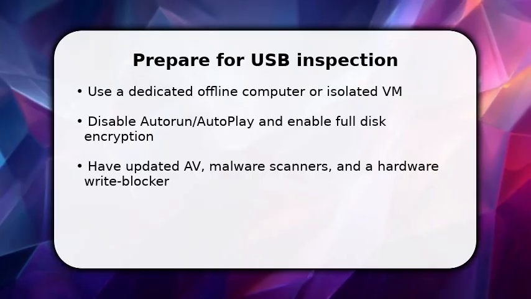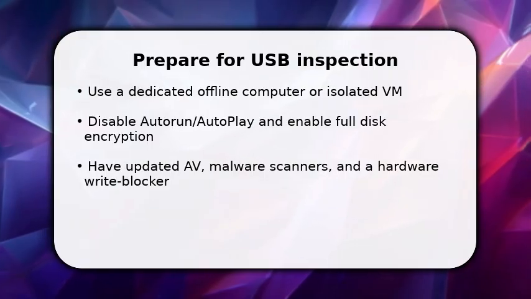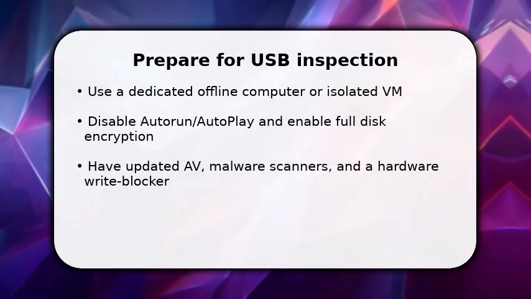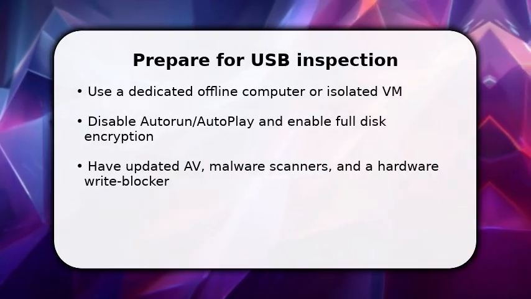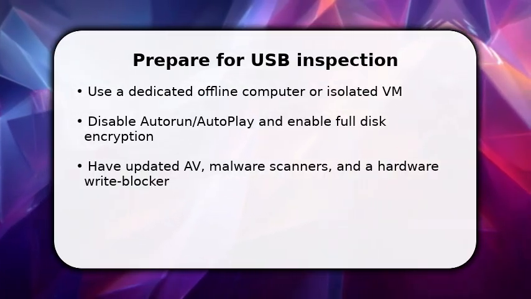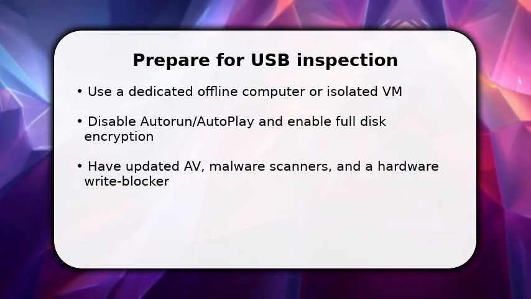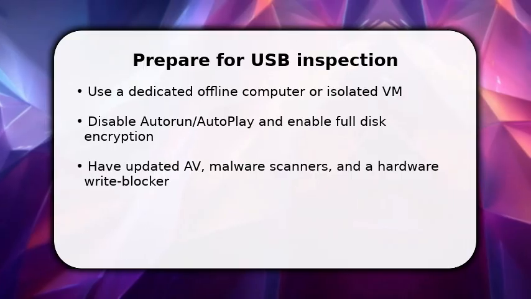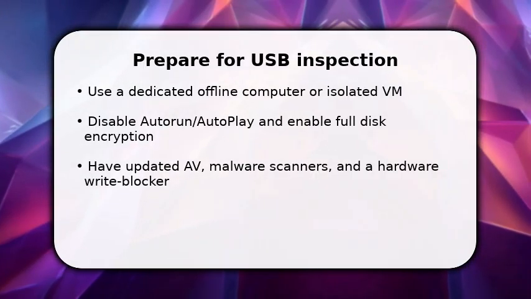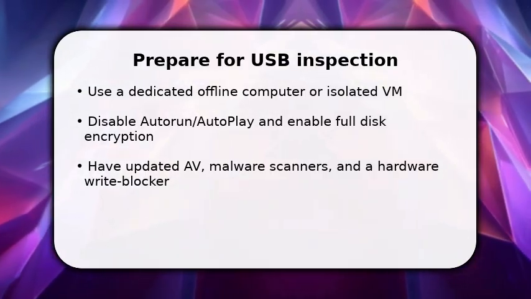Enjoy the video. You start by isolating the device. Use a dedicated offline PC or an isolated virtual machine so your main system stays safe. Once done, disable Auto Run and Auto Play to prevent automatic execution and connect a hardware write blocker to avoid accidental writes. Make sure to update your antivirus and threat scanners first, because fresh signatures increase detection chances. You do this to reduce risk while gaining safe visibility into the USB's contents before deeper analysis.